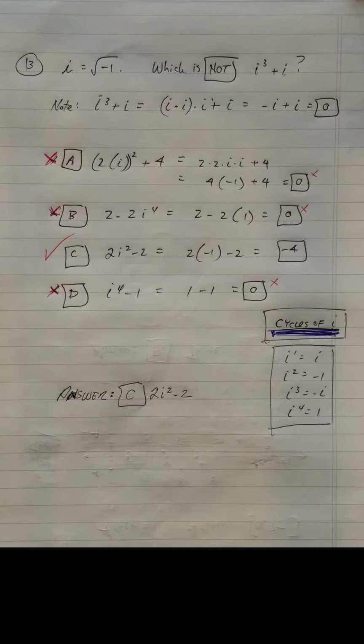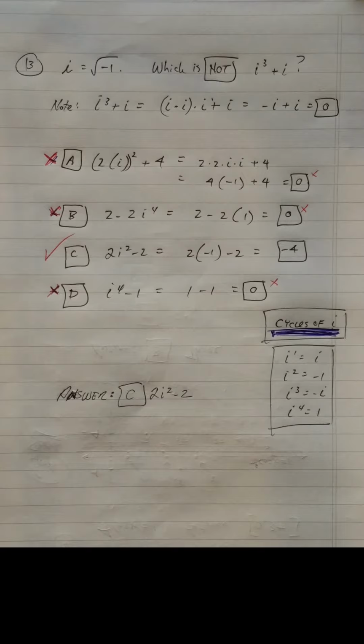Question 13. We know that i equals the square root of -1. What's also good to know, on the lower right, is that the cycles of i form the Klein four-group. i to the first power is i, i to the second power is -1, i cubed is -i, and i to the fourth power equals 1. These are useful values to know for the 4 answer choices we're about to plug into.